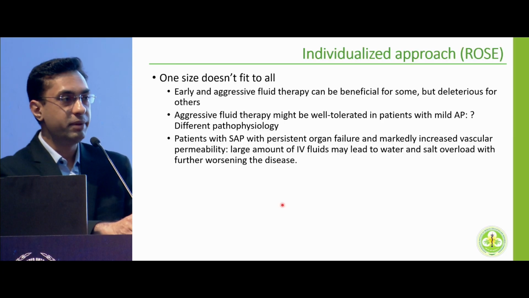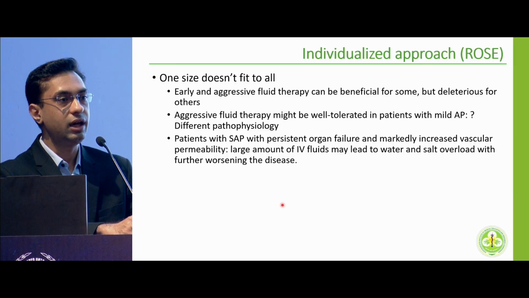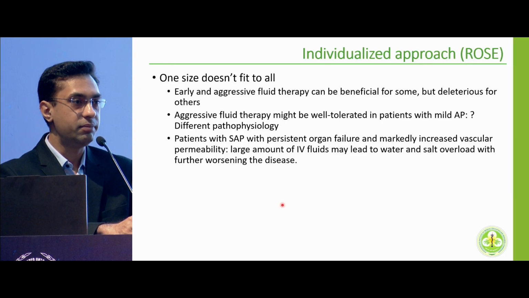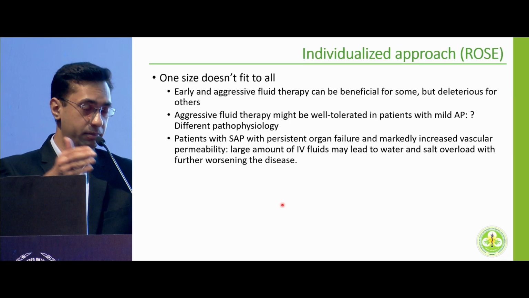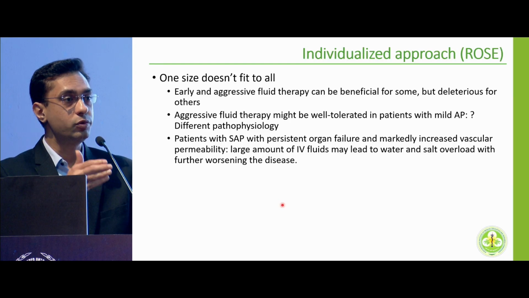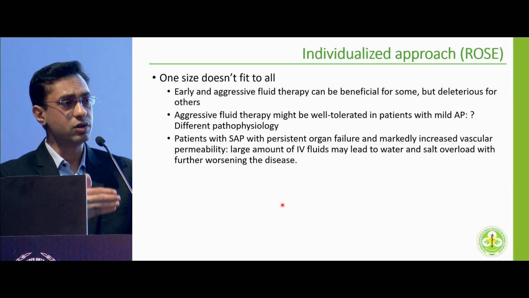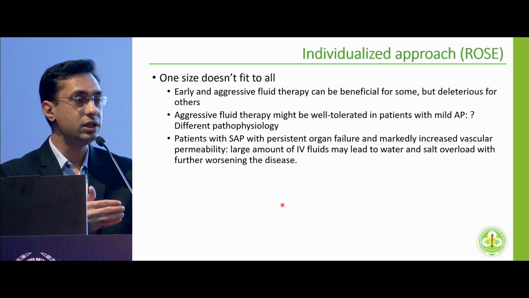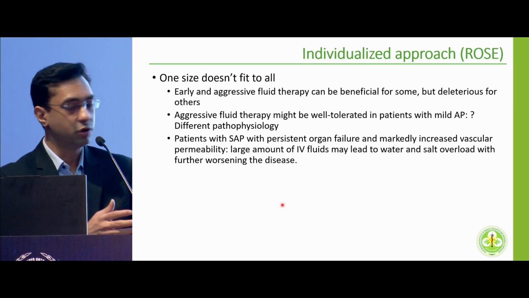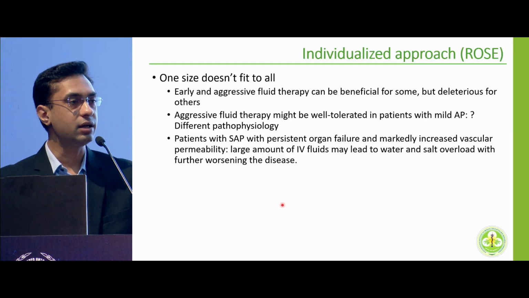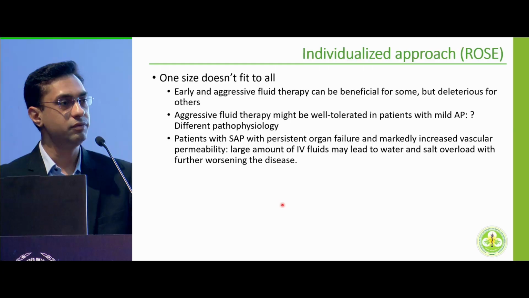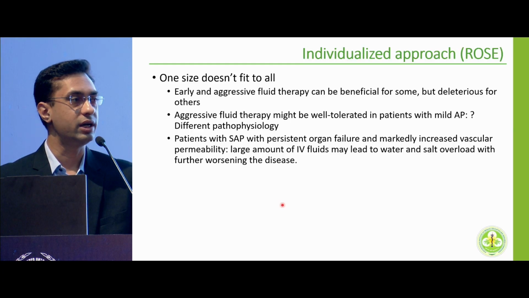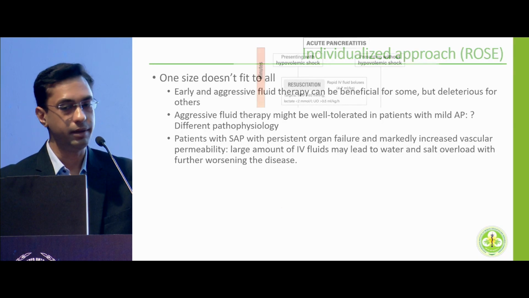So fluid management is not something where we can give a blanket statement that 1.5 or 3 ml per kg per hour should be given to all. It needs to be individualized therapy, because some patients have comorbidities such as heart failure, kidney injury, or lung injury, and they might not be able to accommodate a higher fluid volume. In those patients, a more robust individualized therapy can give a better outcome as compared to aggressive therapy, which might be more useful in mild pancreatitis.